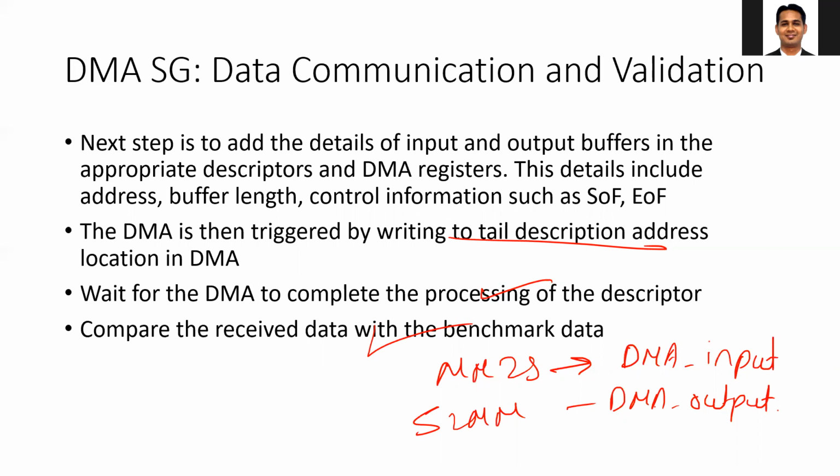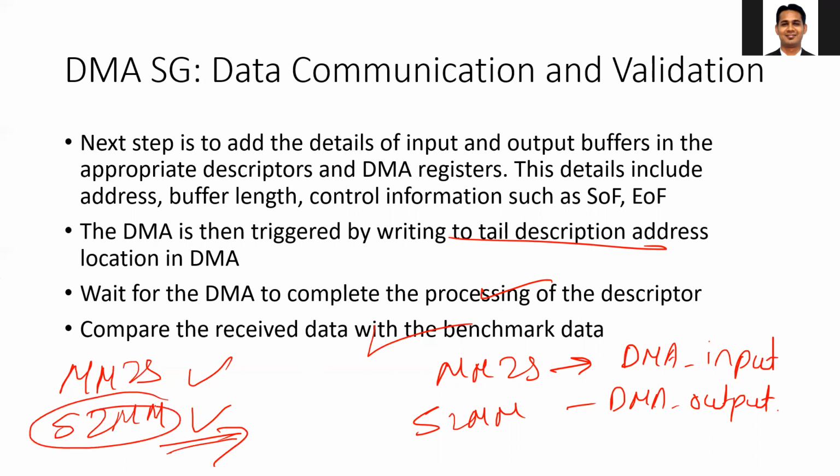So now in this one, in the previous case, we used the MM to S. Then we said that the S to MM is the same as the MM to S. We did the state setup. Now I will discuss how to do the buffer descriptor setup for the S to MM, and then the same process can be used for the MM to S.